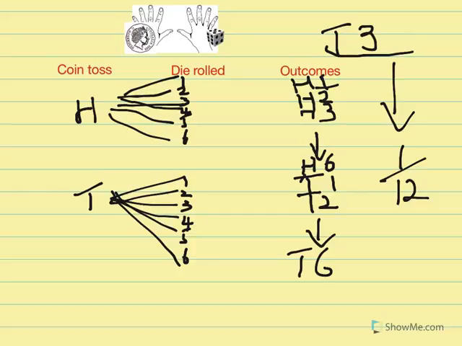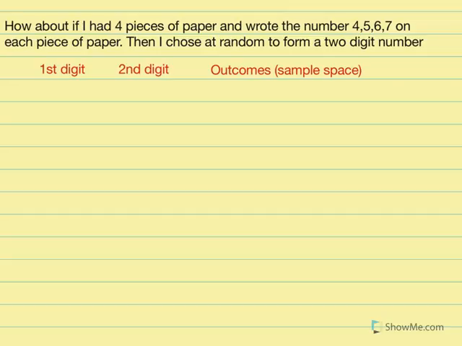Okay, let's have a go at another question. How about if I had 4 pieces of paper and I wrote the numbers 4, 5, 6, 7 on each piece of paper? Then I chose at random to form a 2-digit number. So I've got 4 pieces of paper on my desk here. And each number has a 4, a 5, a 6 and a 7. And I'm just going to pick up one randomly. What are my options for my first digit? Pause the video and have a go.